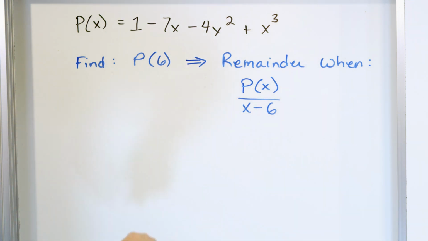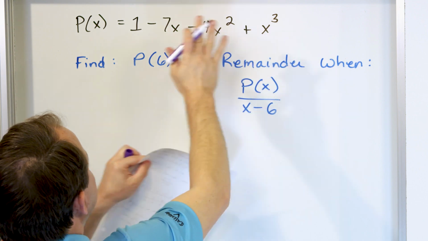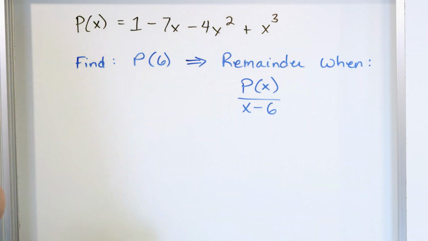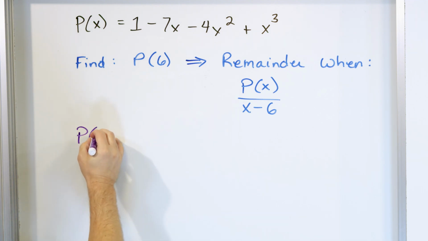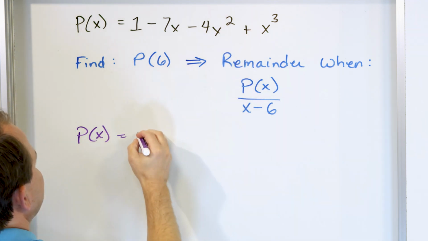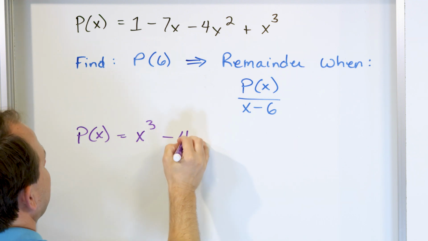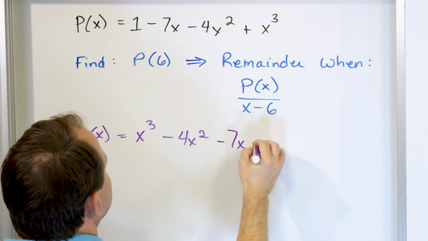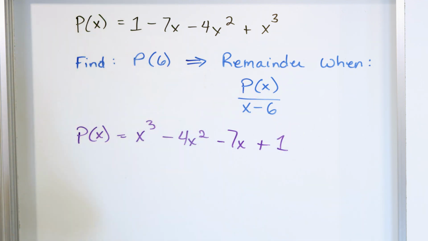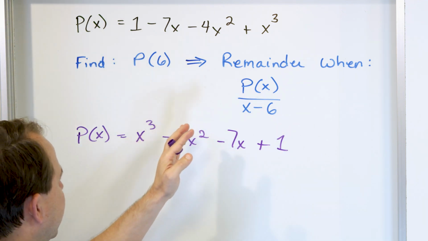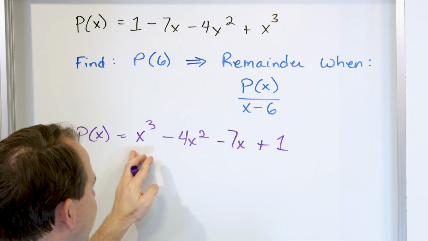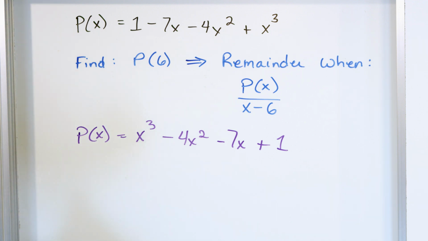Now the problem that we have here is that this polynomial is all written backwards, because remember, when we do division, we have to have descending powers of x. So let's take a second to rewrite p of x as x cubed minus 4x squared, minus 7x, plus the 1, because 1 is positive here. So we have a cube, a square, a first power, and then a no power, so we don't have any missing terms, and now that we have it in descending order, we can do this division.